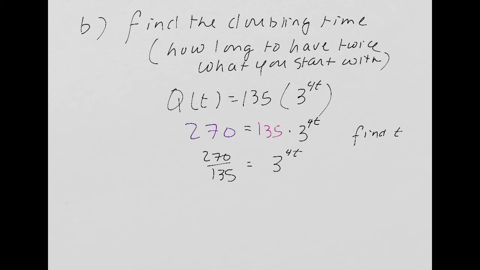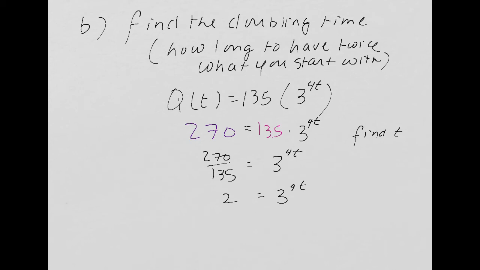Well, 270 over 135 is just 2. And I just want to tell you, this will always happen if you're doing a doubling time problem. So a shortcut, if you want to, is to jump right to that, but I prefer to just do it out. Now, the thing that we want, the t, it's tied up in the exponent.